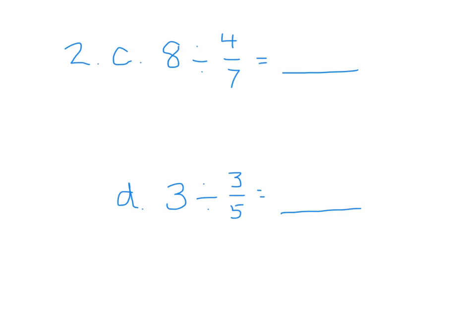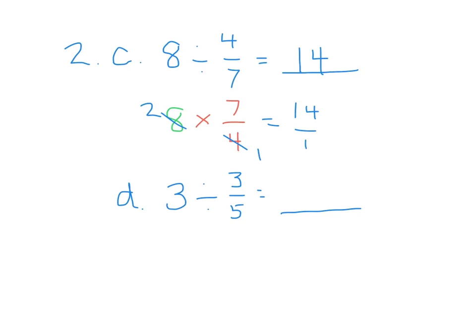Our next two problems, 2C, 8 divided by 4/7. So I'm going to copy 8, change divide to times, change 4/7 to 7/4. I can reduce before I multiply. 4 becomes 1, 8 becomes 2. 2 times 7 is 14 over 1. So my answer is the whole number 14.